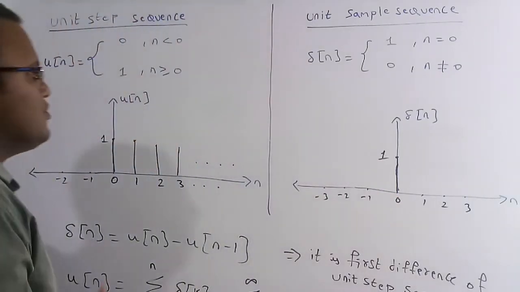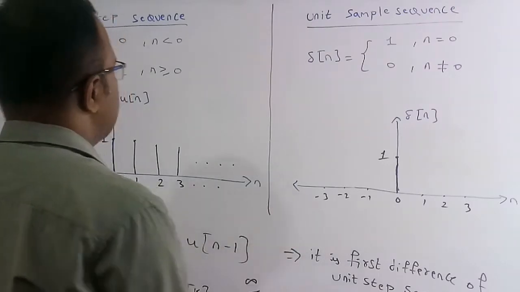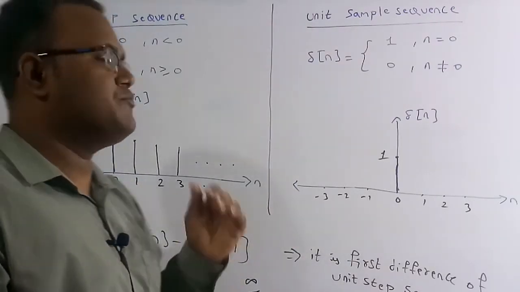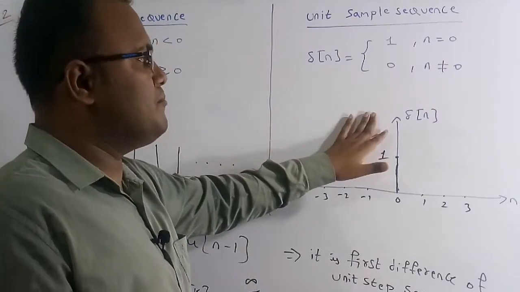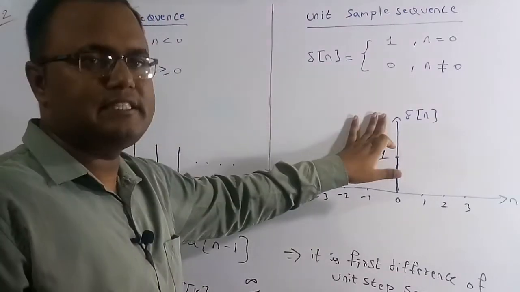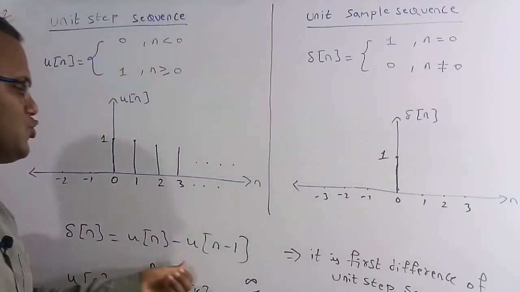So now we are going to find the relation between these two signals, which are the unit step sequence and the unit sample sequence. So now I am going to write the expression of delta of n in terms of u of n. So delta of n is nothing but u of n minus u of n minus 1.